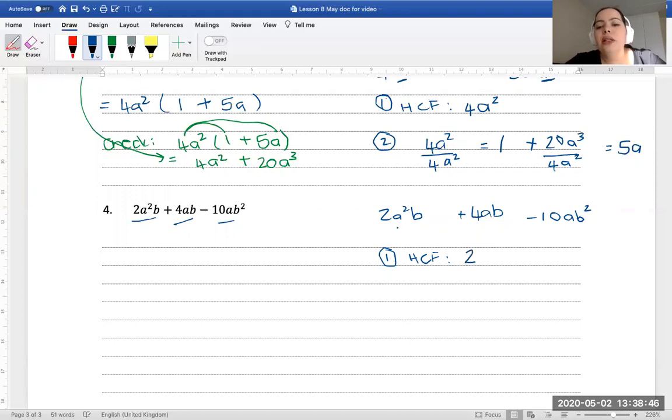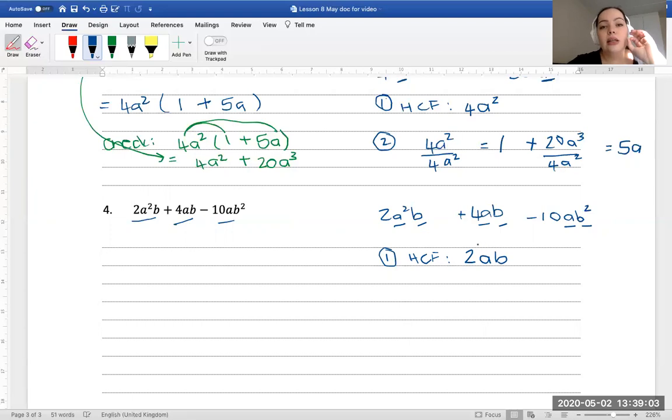Cool. Now we're going to look at our variables or our letters. So here we've got an A, here we've got an A, here we've got an A. Cool. So A is common between all three of them. Then I've got a B, I've got a B, and I've got a B. So B is common between all three of them.